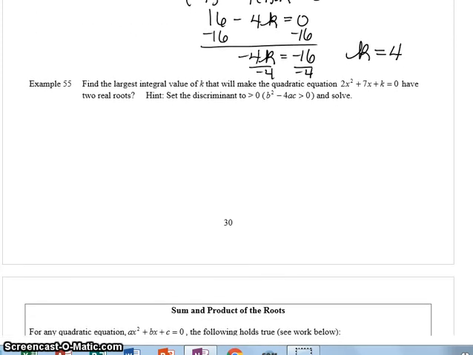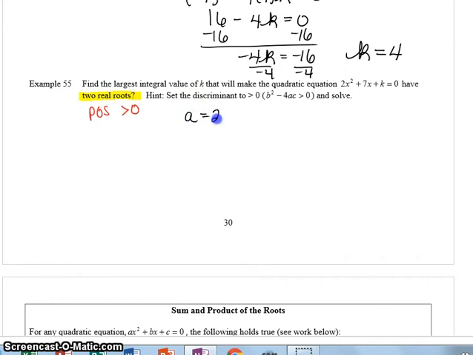D5. Find the largest integral value of k that will make the quadratic equation have 2 real roots. So the key word is 2 real. If it's 2 real, then it's a positive number, which means you're going to set it greater than 0. Who cares if it's a perfect square or not a perfect square? In order for them to be real, it's going to be greater than 0.